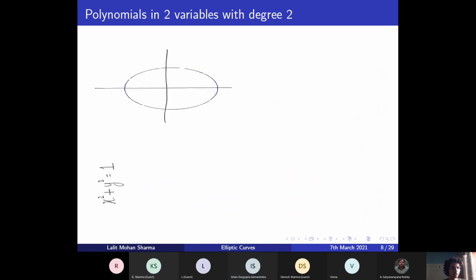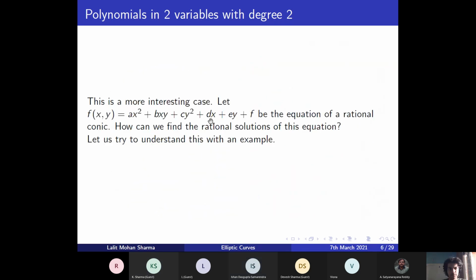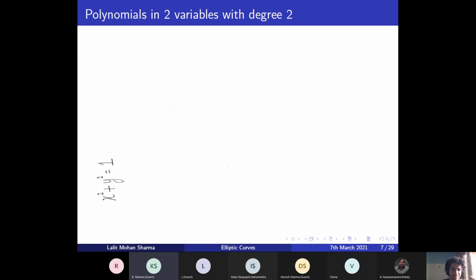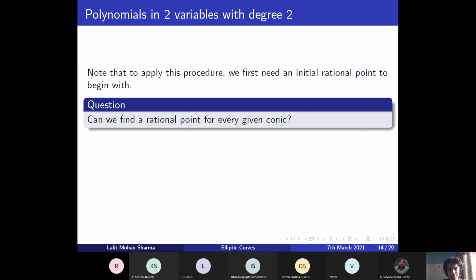So equations of this form, like f of x comma y, this is the equation of a rational conic. Okay, so this is what you're calling a rational conic. A, B, C, D, E, F are rational. I think x square plus y square equal to 2. Yeah, that's exactly what I was looking for. So it is, and this is not trivial, right? It's not trivial to see if it would have rational solutions or not.